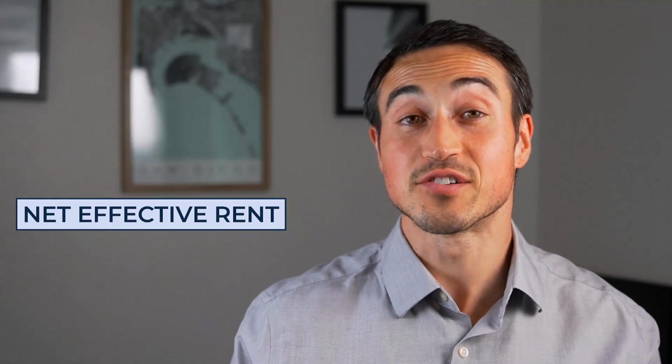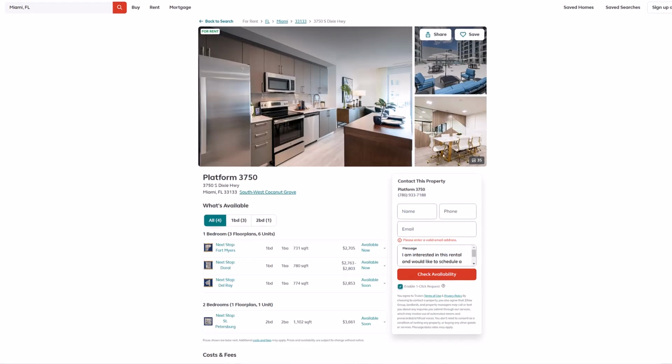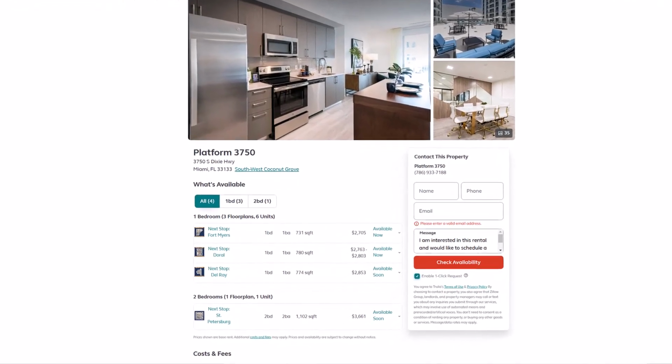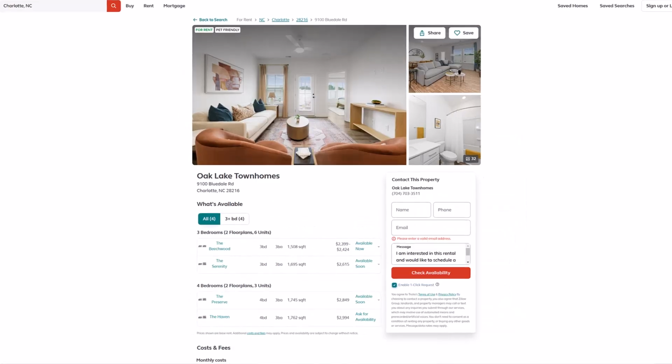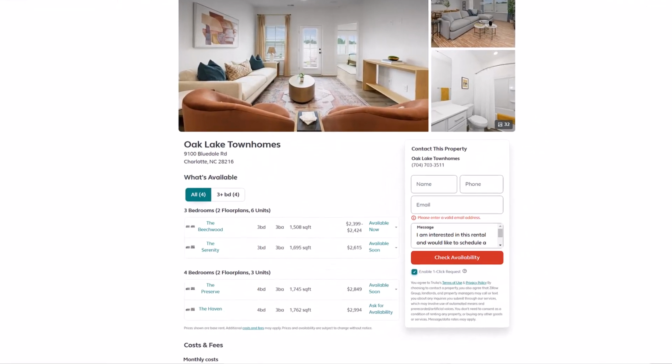And because of this, multifamily investors will often focus on what's referred to as the net effective rent, which factors in these concessions directly and provides a much clearer snapshot of the average monthly rent that a tenant is ultimately paying throughout their entire lease term.